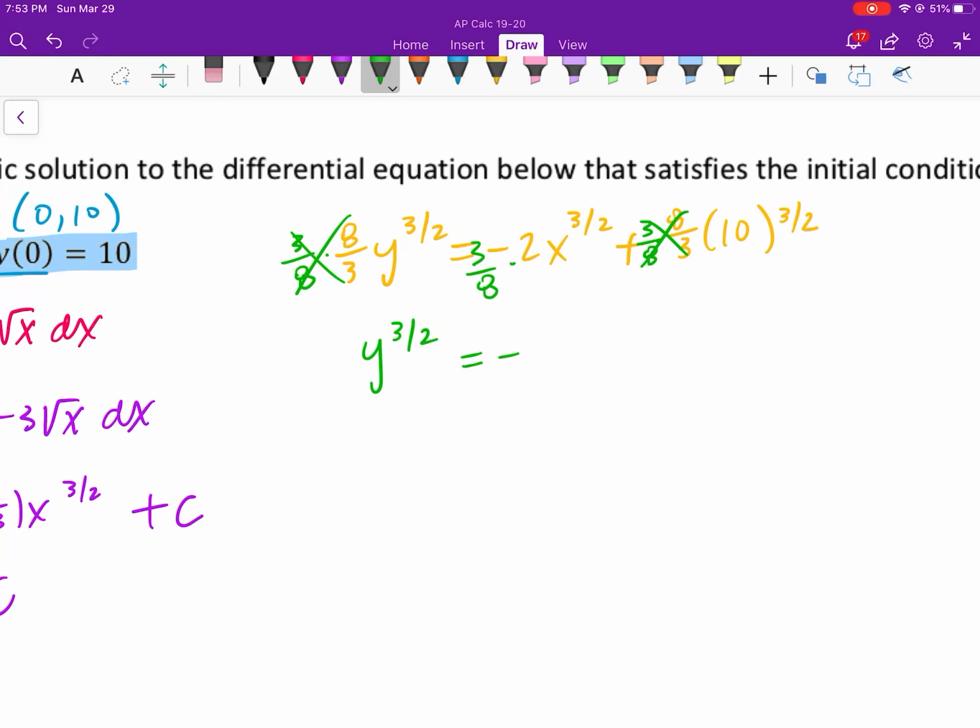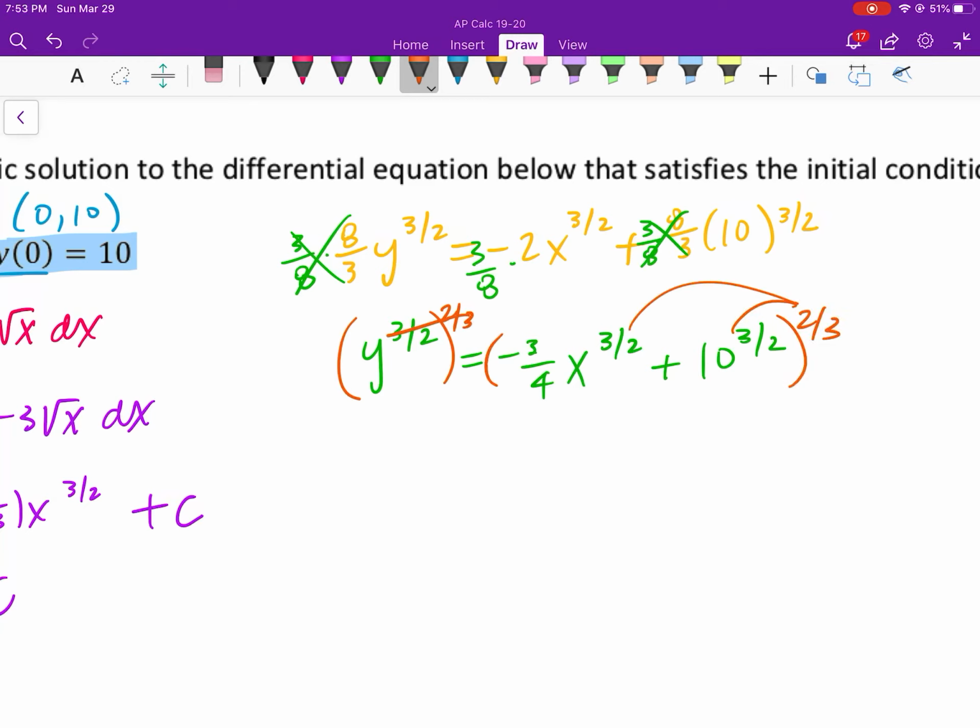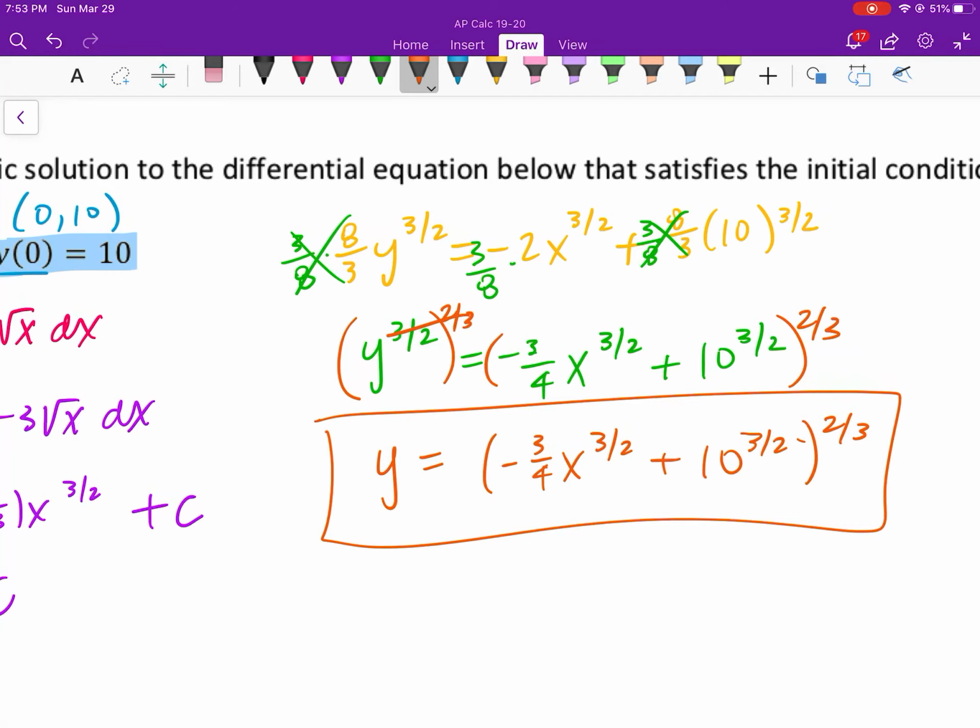So y to the 3/2 equals, okay, this is fun, negative 3/4 x to the 3/2 plus 10 to the 3/2. Our last job is to get rid of that fractional exponent. So we're going to take both sides raised to the 2/3. Now, don't be tempted to distribute it in. It doesn't work like that, so we're just going to leave it pretty much as is. So we have negative 3/4 x to the 3/2 plus 10 to the 3/2, all raised to the 2/3 for our final answer.